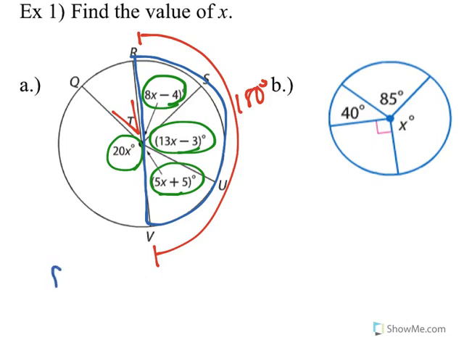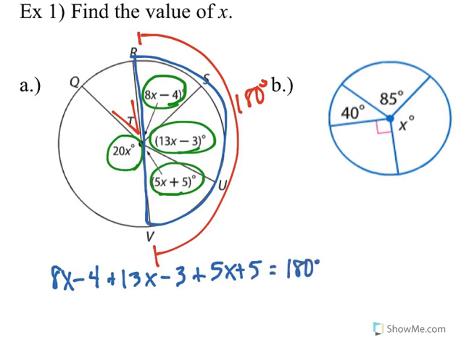So we're going to say, okay, 8x minus 4 plus 13x minus 3 plus 5x plus 5, and what are they going to equal? 180 degrees, and we're solving for x here. So if I add these all together, what I'm going to end up getting is 26x minus 2 equals 180, and you can solve and you'll end up getting that x is equal to 7. Okay? Circle adds up to 360, semicircle adds up to 180.